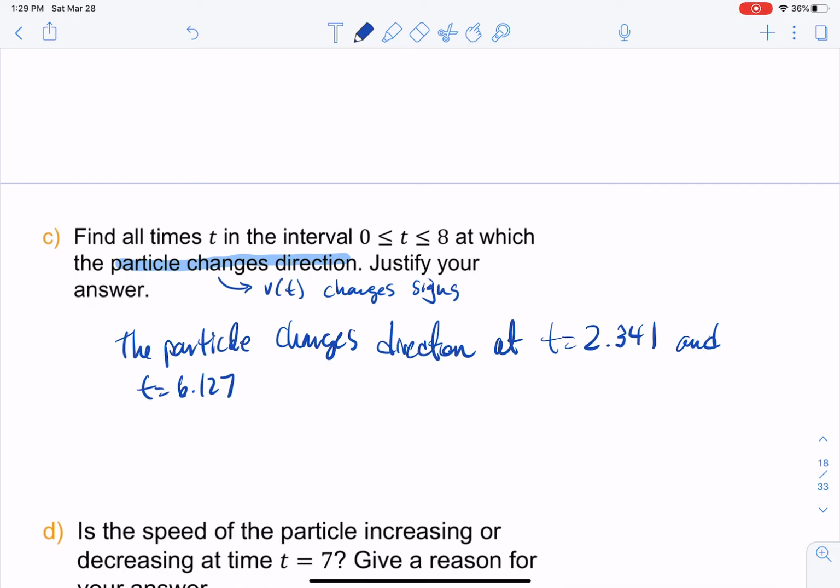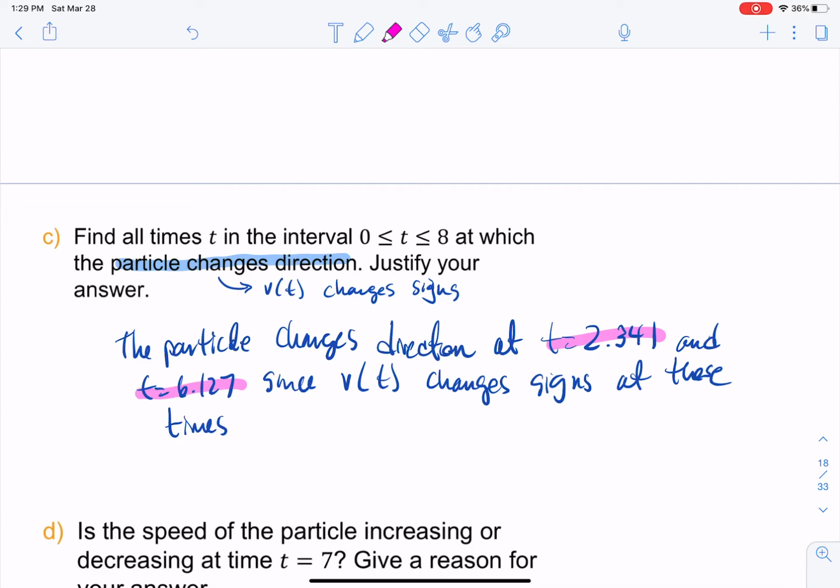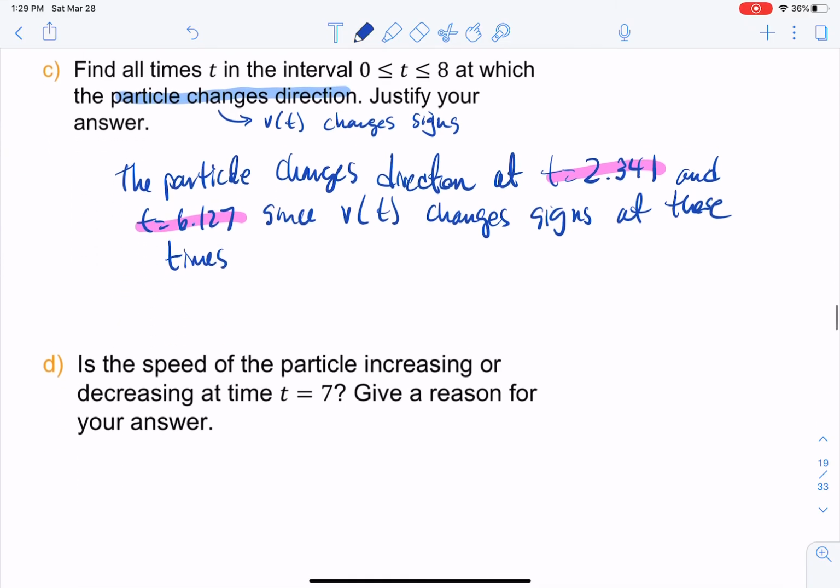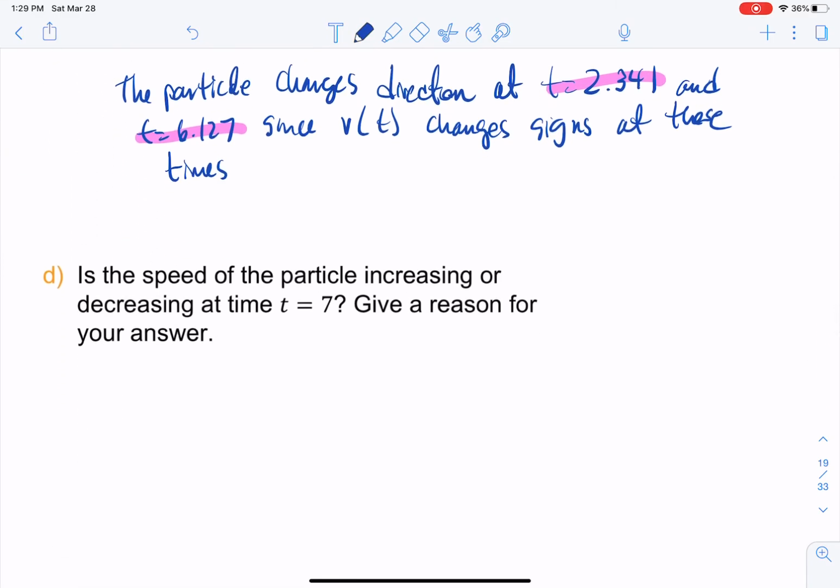And then I need to justify it. I need to put a reason. And the reason why is because our velocity function changes signs. Just what I wrote right up there, but I'm going to put it in my sentence. Since v of t changes signs at these times. Okay. There's my answer, and my justification. Golden.